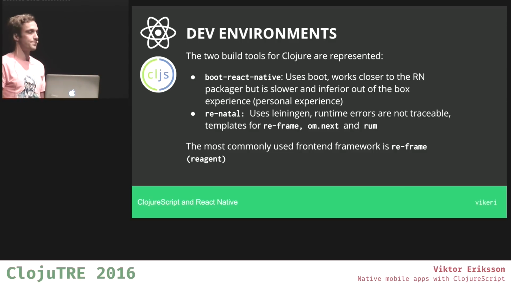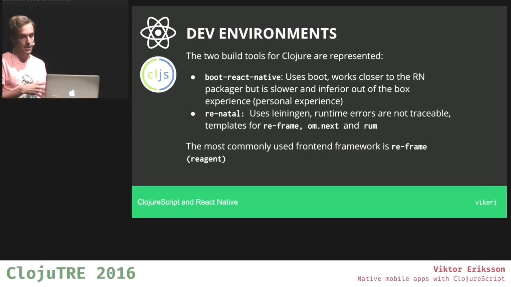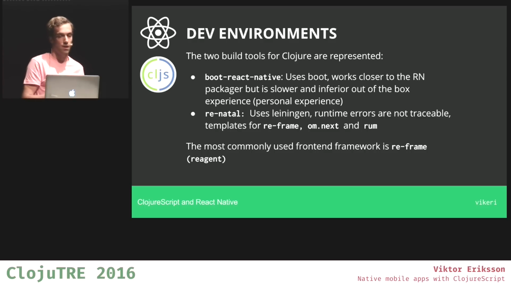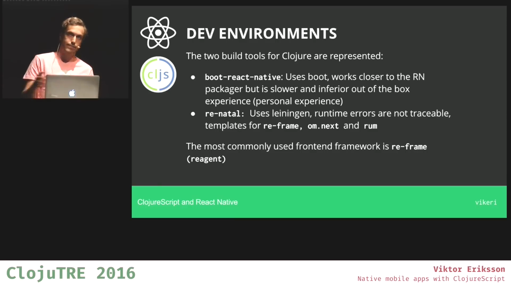It uses Leiningen. It has one major issue though, which is the way it works, it means that the runtime errors are not traceable back to the ClojureScript file that triggered the error, which makes debugging quite difficult. So I eventually switched from Re-natal to Boot React Native. But it has excellent templates for Re-frame, Om Next, and Rum, so for your React Native projects. My experience from the community is that the most commonly used front-end framework is Re-frame, that uses Reagent as its React wrapper.